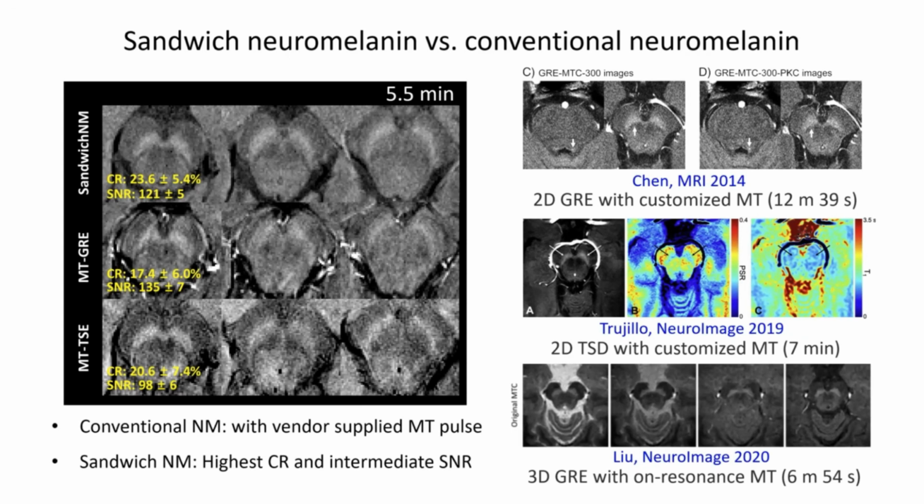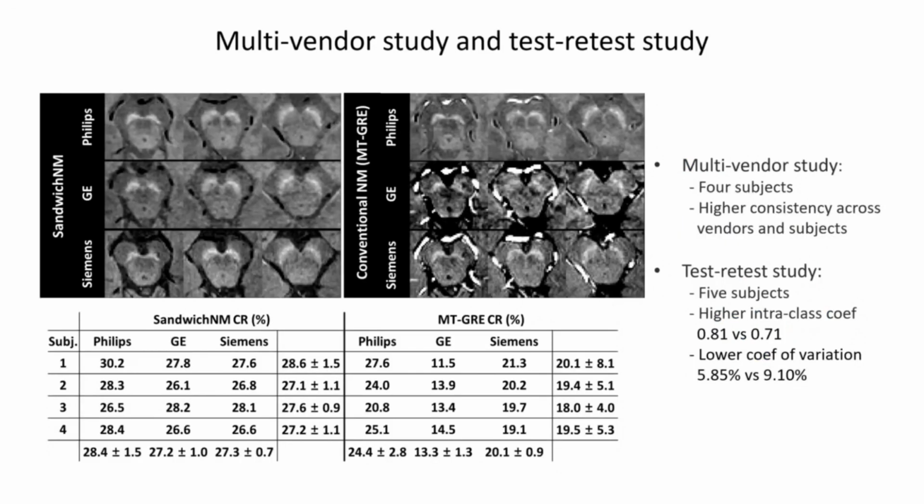And this is a result of a multi-vendor study, where we had three vendors showing a very consistent contrast by using this sandwich neuromelanin. On the other hand, the MT pulse products provided by the vendors, using the GRE acquisition, the same as the sandwich neuromelanin, has a large variation of the contrast. And they are also confounded by this standard deviation. So this is subject 1, 2, 3, 4. And if you look at their standard deviation, the value is much smaller in sandwich neuromelanin as compared to the conventional method.